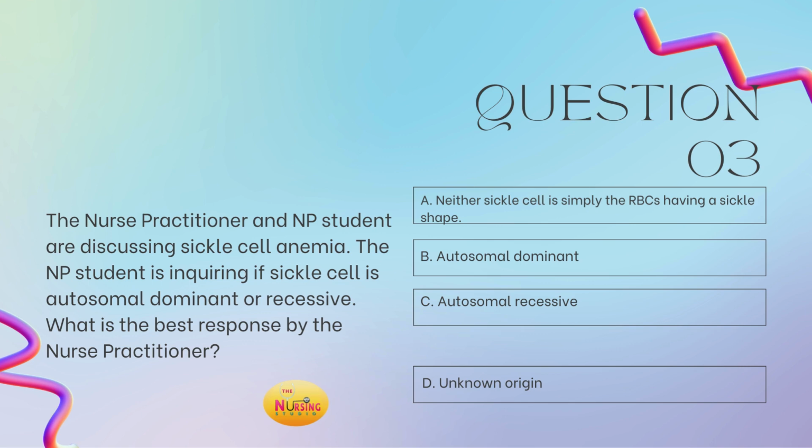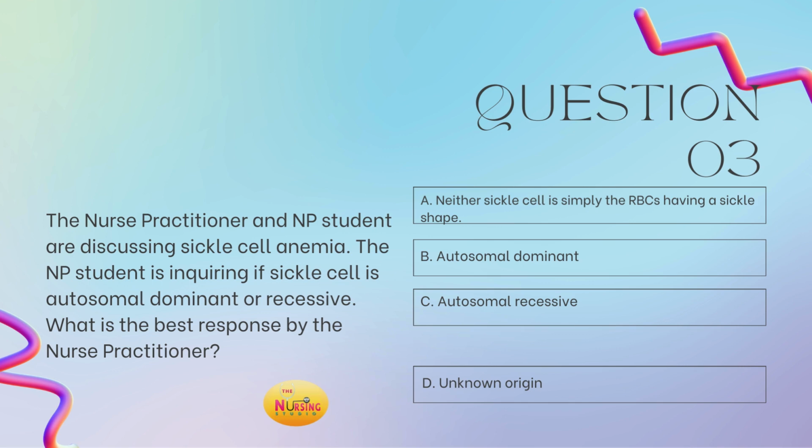All right, you guys. So, the stem of the question states, what is the best response by the nurse practitioner? They're just simply talking about sickle cell and whether it is autosomal dominant or recessive. So this is a knowledge-based question. A says neither, sickle cell is simply the red blood cells having a sickle shape. Although it is where the red blood cells have a sickle shape or a crescent shape, that's not the answer. B, autosomal dominant, no. The answer is C, autosomal recessive.